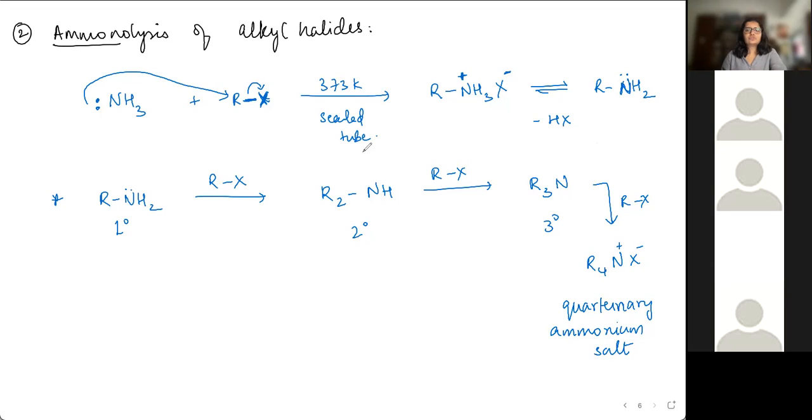Okay. So if you don't control this reaction, you are in danger of getting a mixture of amines. That is the disadvantage with this. But otherwise, this is how the reaction proceeds. So you can see that ammonia, being a nucleophile, is attacking the alkyl halide, and it is substituting one of the hydrogens. So this is a nucleophilic substitution reaction.